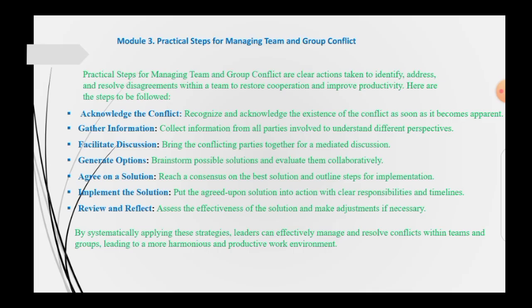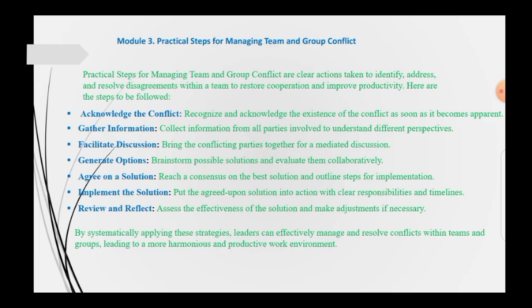Practical steps for managing team and group conflict are clear actions taken to identify, address, and resolve disagreements within a team to restore cooperation and improve productivity. Here are the steps to be followed. Acknowledge the conflict. Recognize and acknowledge the existence of the conflict as soon as it becomes apparent. Gather information. Collect information from all parties involved to understand different perspectives.